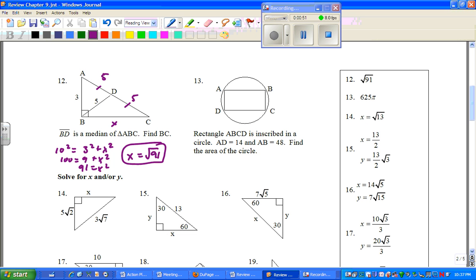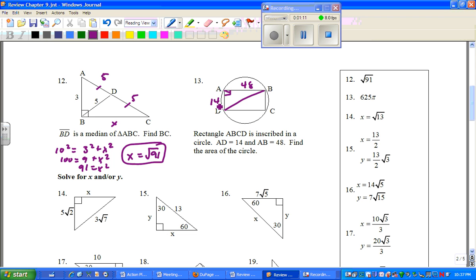Number 13, rectangle ABC is inscribed in the circle. AD is 14. AB is 48. We need to find the area of the circle. Well, let's draw our diagonal in, whichever way you want to do it. You see that there's the right angle in the corner, so we can figure out the missing side.